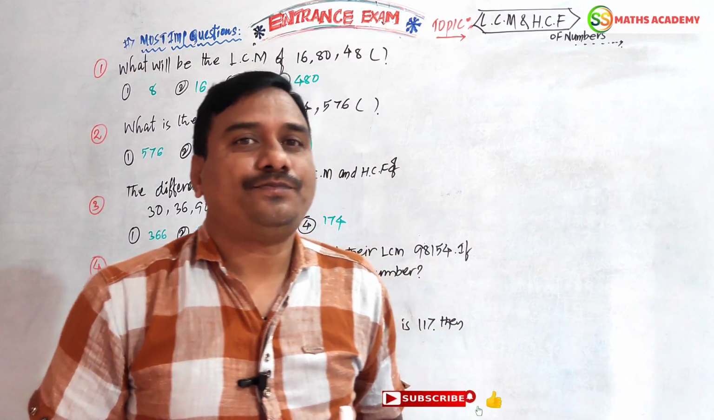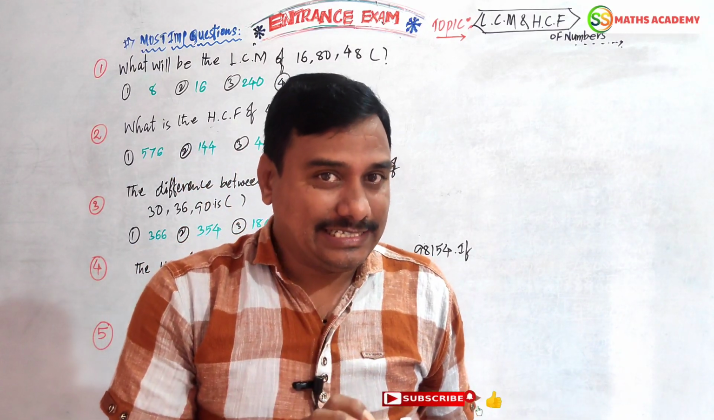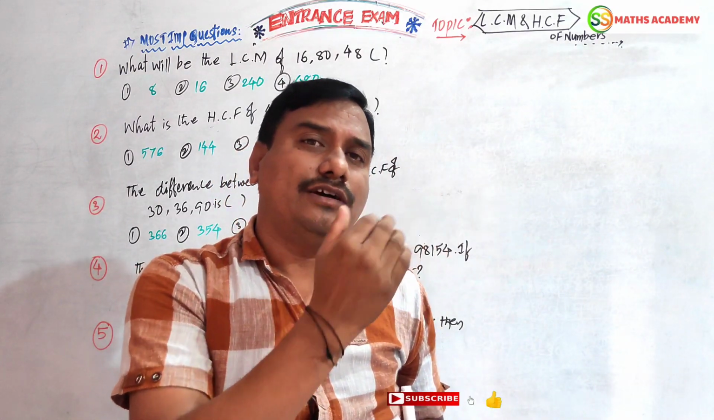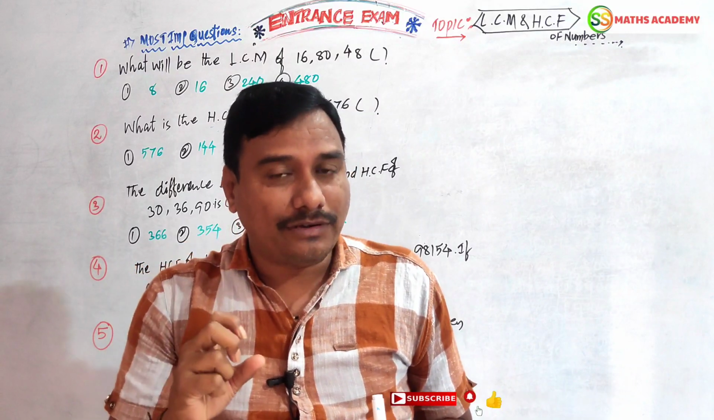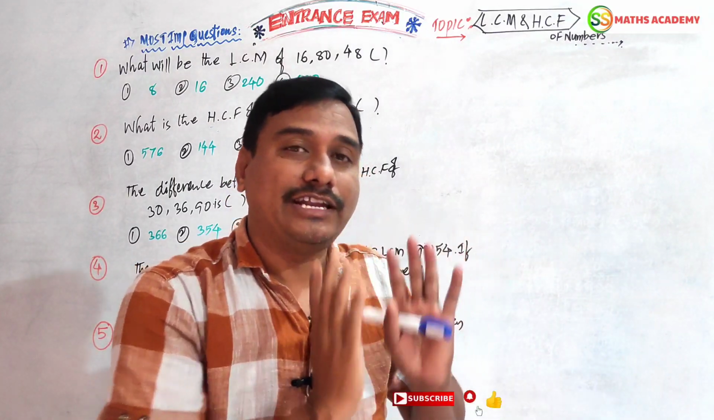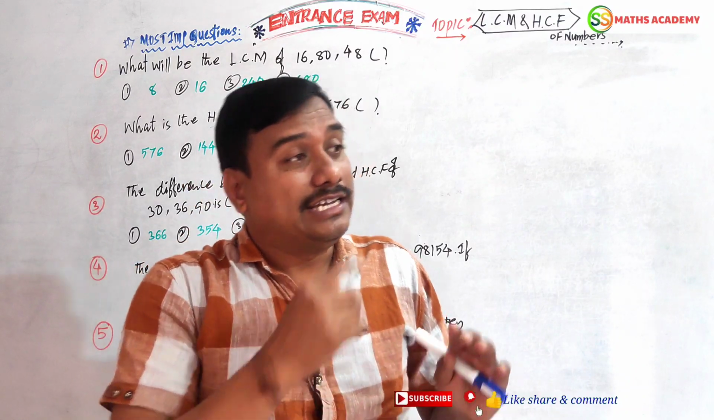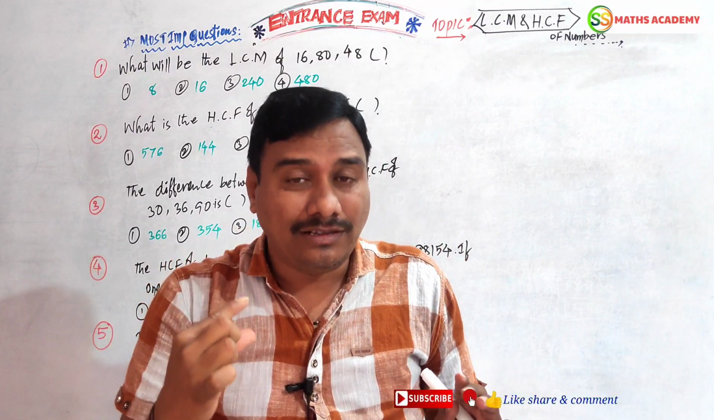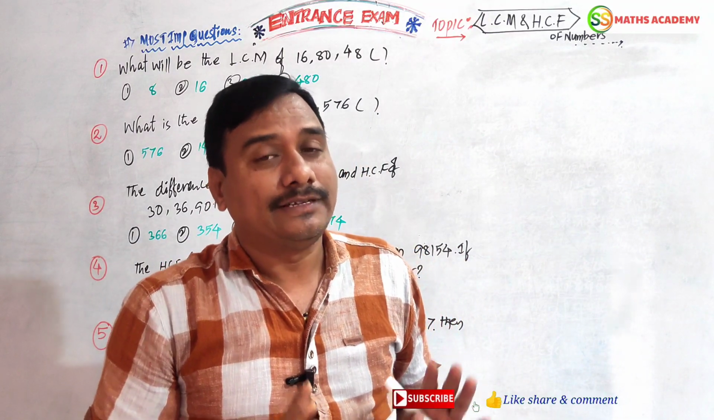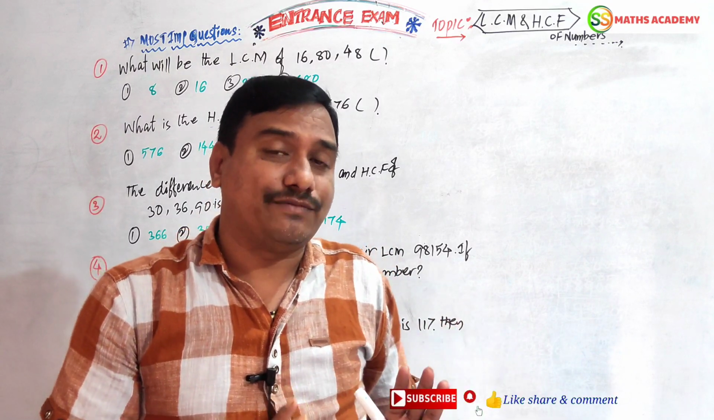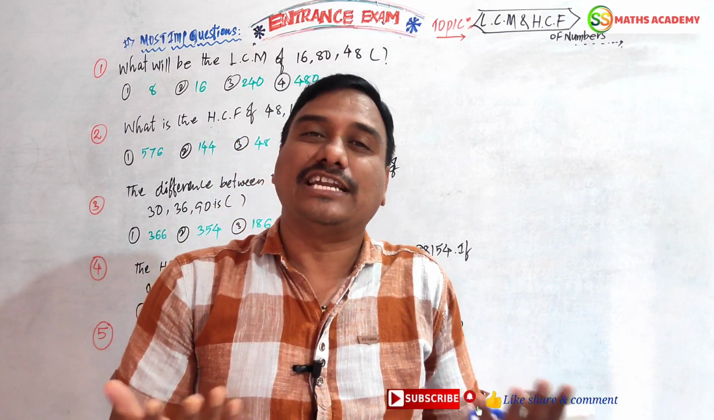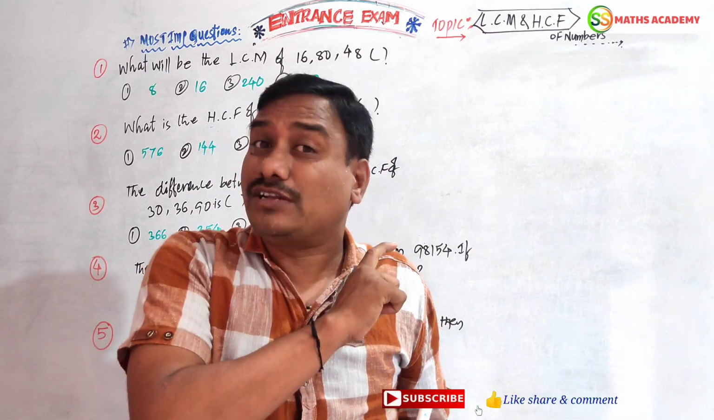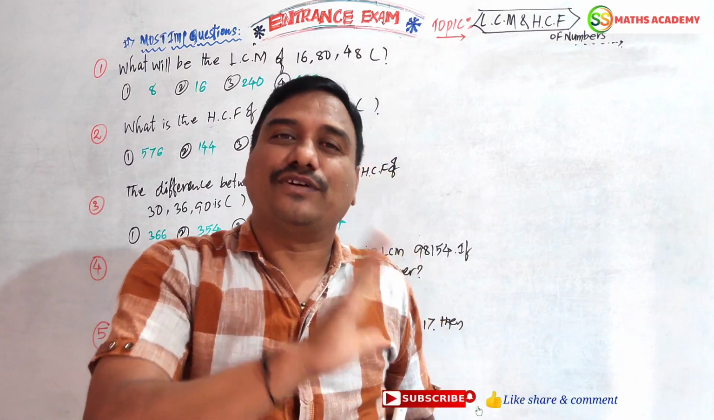What is LCM? If you find the factors, in that we take the highest power of the value as common, and then it is called the LCM of the given numbers. What is HCF? In the factors, the smallest power of the numbers we take as common, and that is called the HCF of the given numbers. In this way we are going to find the LCM and HCF. But how many methods are there? Two methods: prime factorization method and long division method. Which is easy for the exam? The long division method is easy.